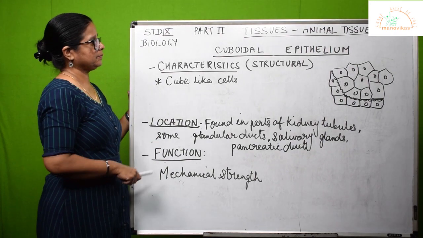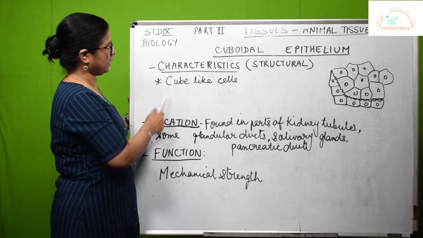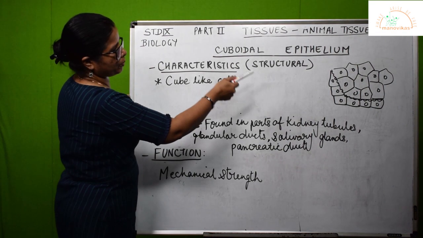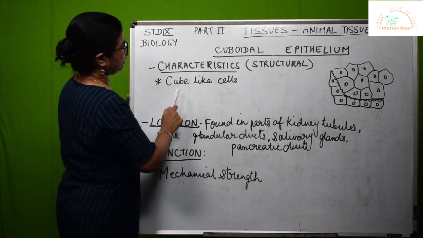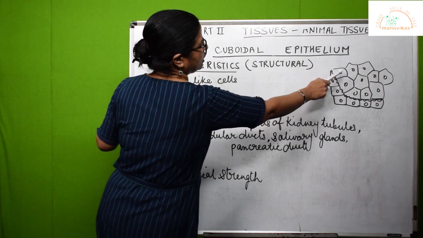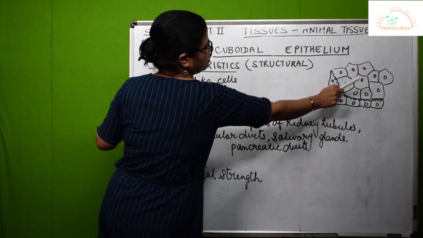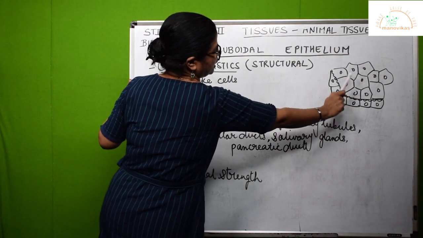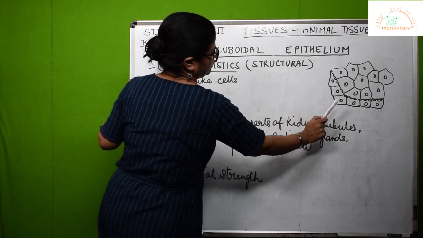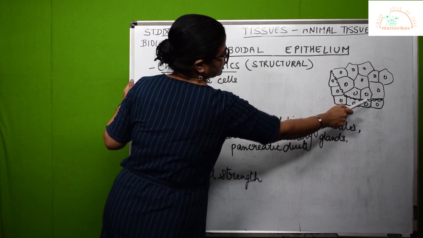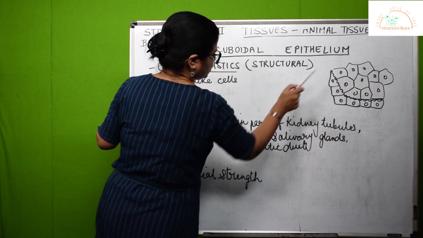Cuboidal epithelium, again listed under the same criteria: characteristics, location and function. Look at the cells of the cuboidal epithelium in the diagram there. They are cube-like cells. When we look at it from the top, we can see that they look like a sheet of cells, all hexagonal in shape. And when we look at it from the side, in section, they look like cubes.